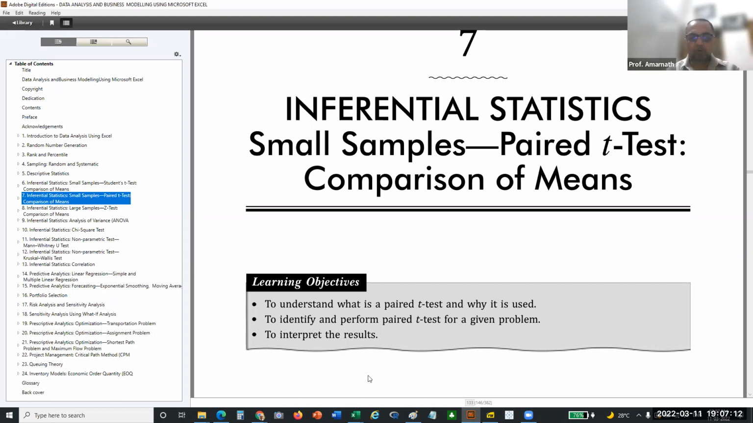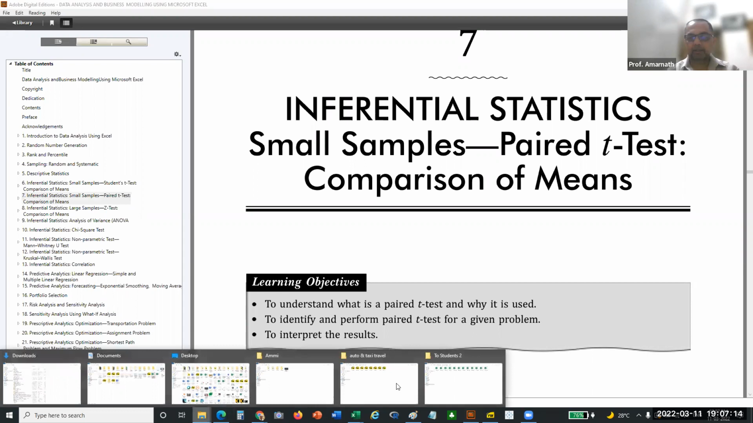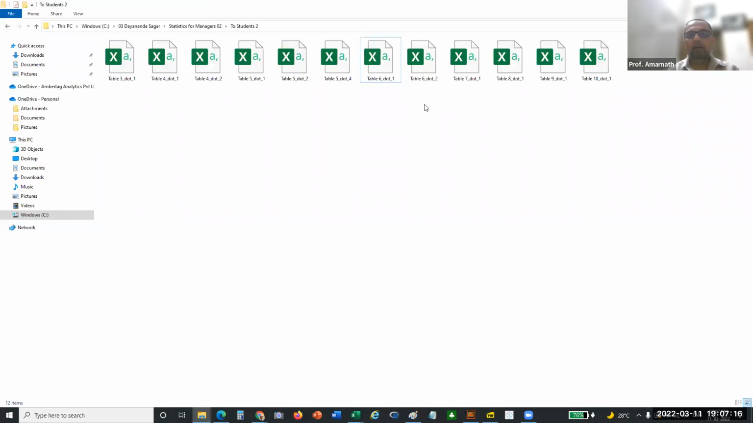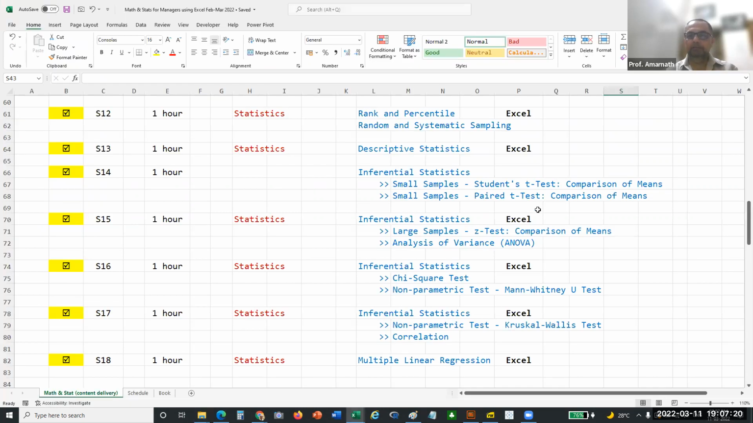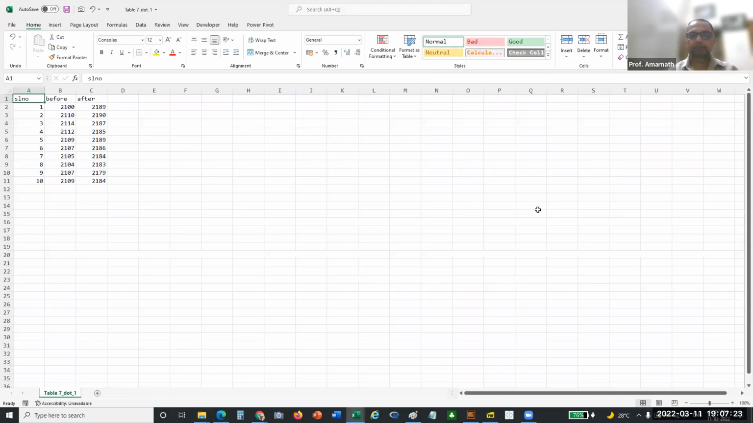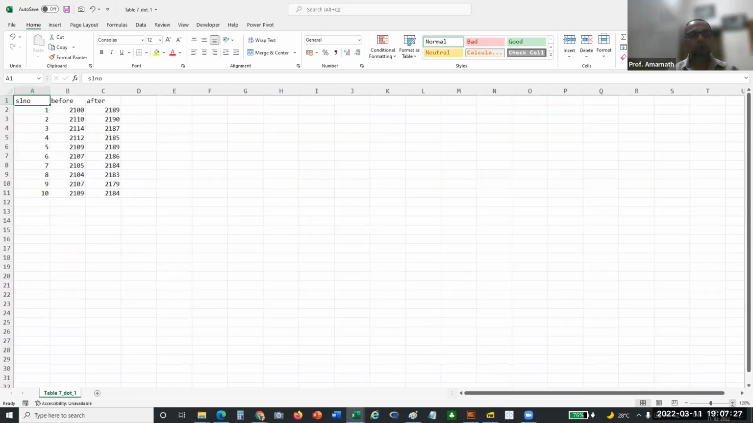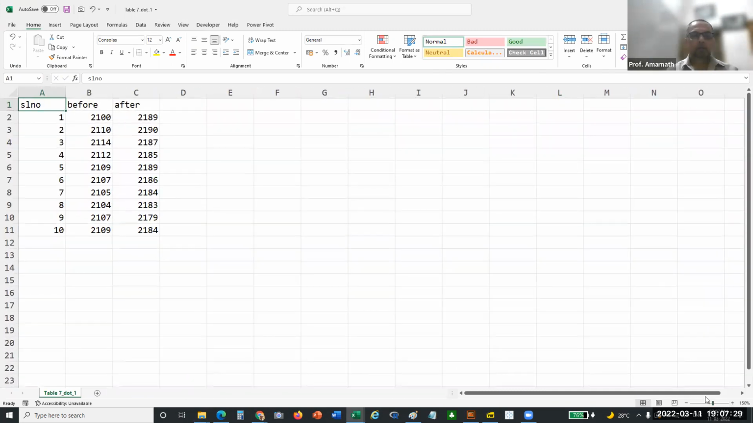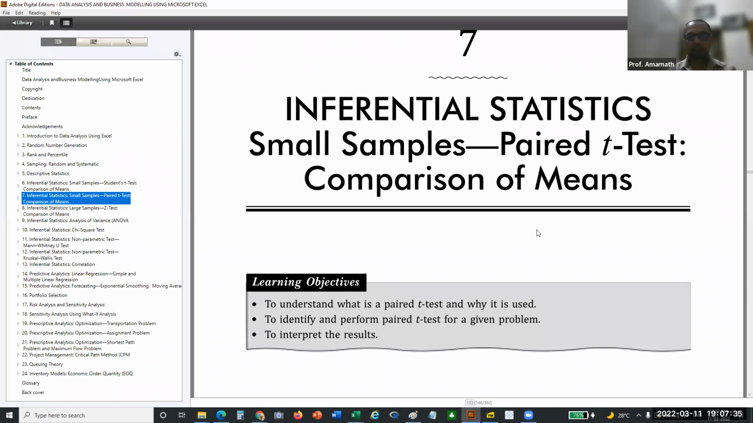So I think I have to open that data set 7.1. I think I have shared this with everybody. So I've got 10 records, before and after data. So what is the data?